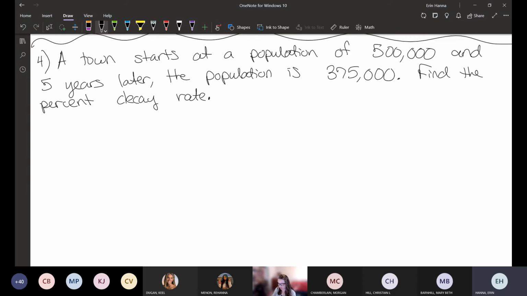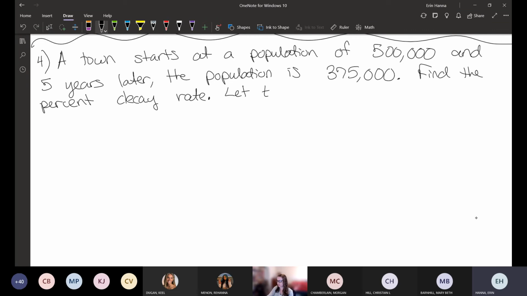So it's hopefully somewhat clear that this is decay because it decreased. It started with 500,000 and resulted in 375,000. So if I want the percent decay rate, essentially what I want is the r value. It's actually going to take a pretty decent amount of work to find. So what we have at this point is 2 points.